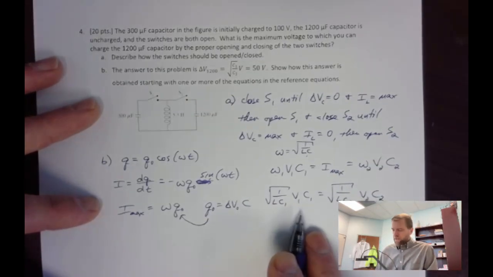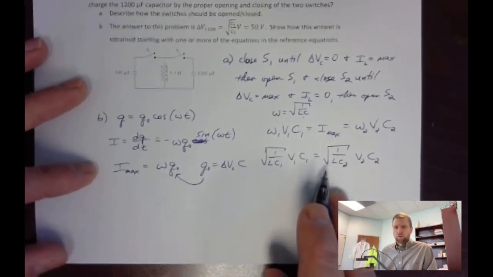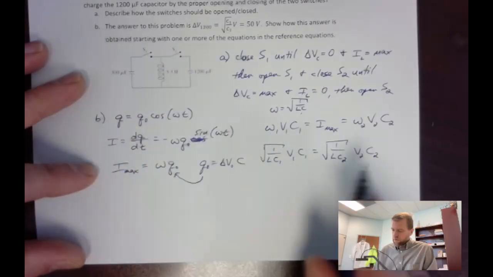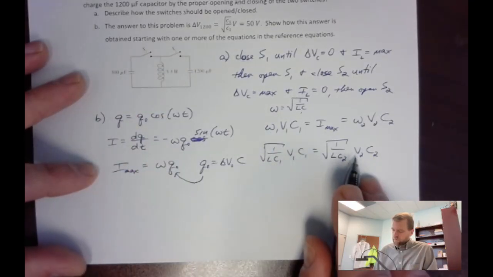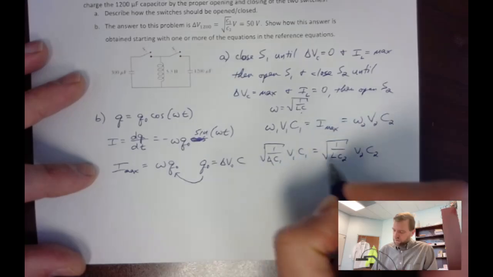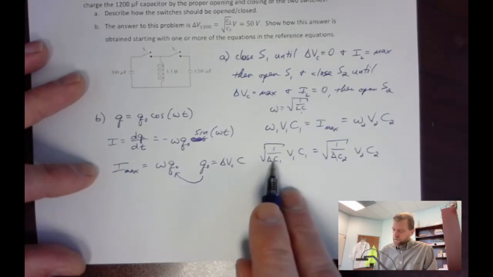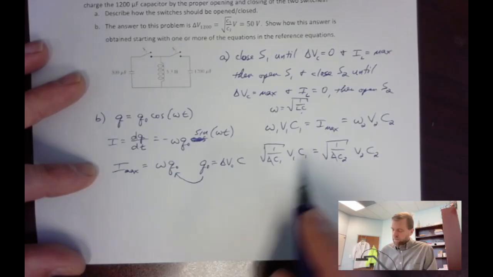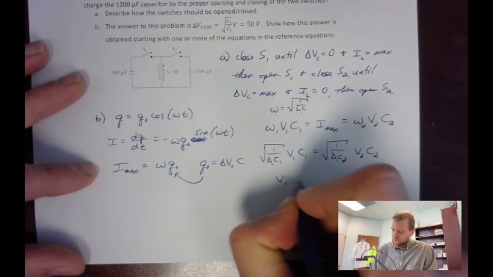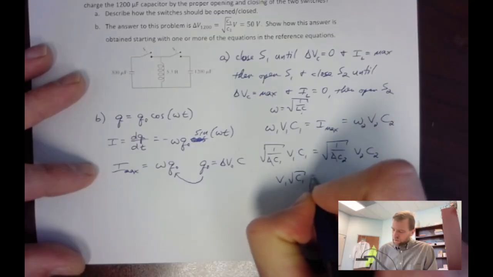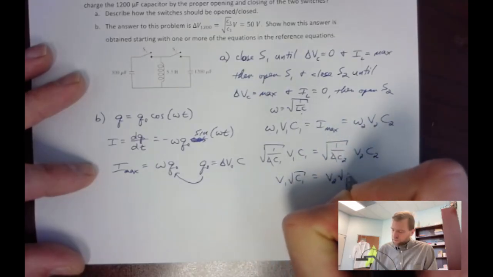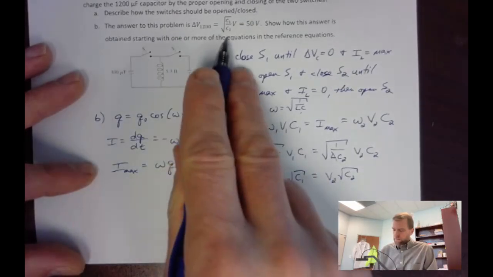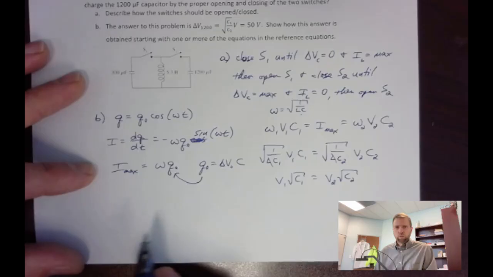And then all we need to do is solve for V2, which is the 1200 volt voltage, and L's cancel on both sides. Half of this cancels with half of that, and half of that cancels with half of that. So you wind up with V1 square root of C1 equals V2 square root of C2. And then I can just solve for this to arrive at that equation. All right, so that's one way to do it.